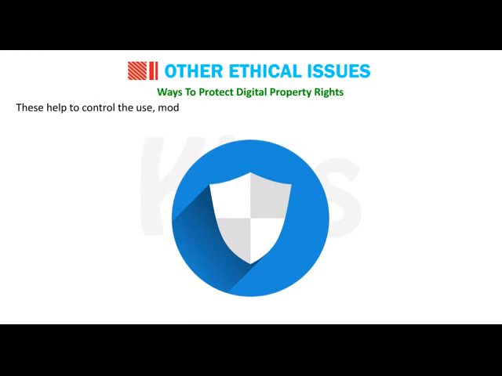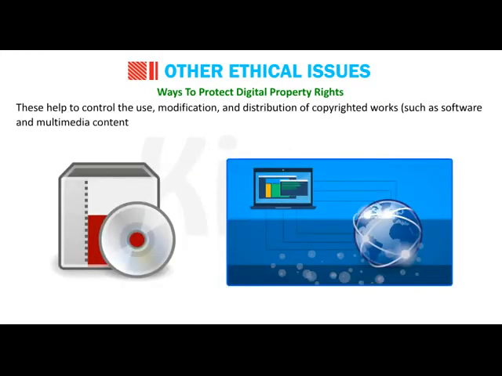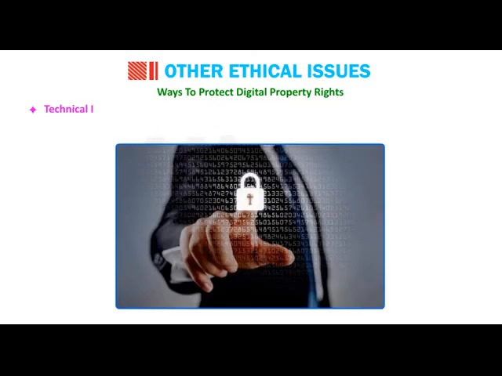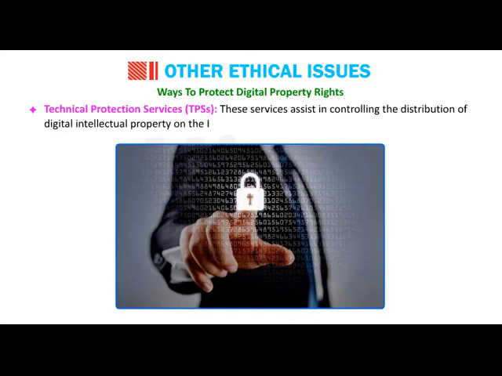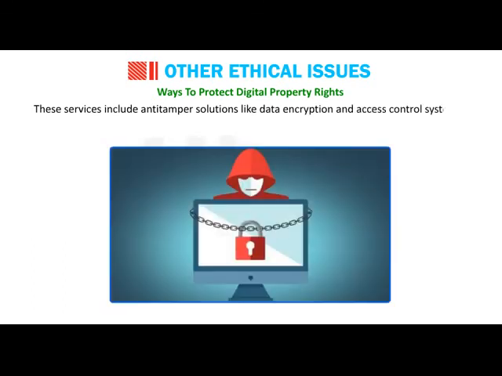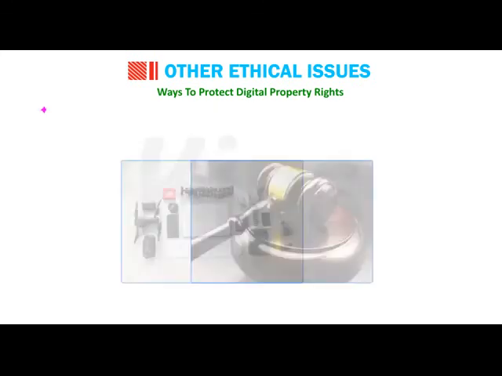These help to control the use, modification, and distribution of copyrighted works such as software and multimedia content, as well as systems within devices that enforce these policies. Some of the protective measures are given below. Technical Protection Services (TPS). These services assist in controlling the distribution of digital intellectual property on the Internet. These services include anti-tamper solutions like data encryption and access control systems, which prevent hackers from hacking anyone's digital property.